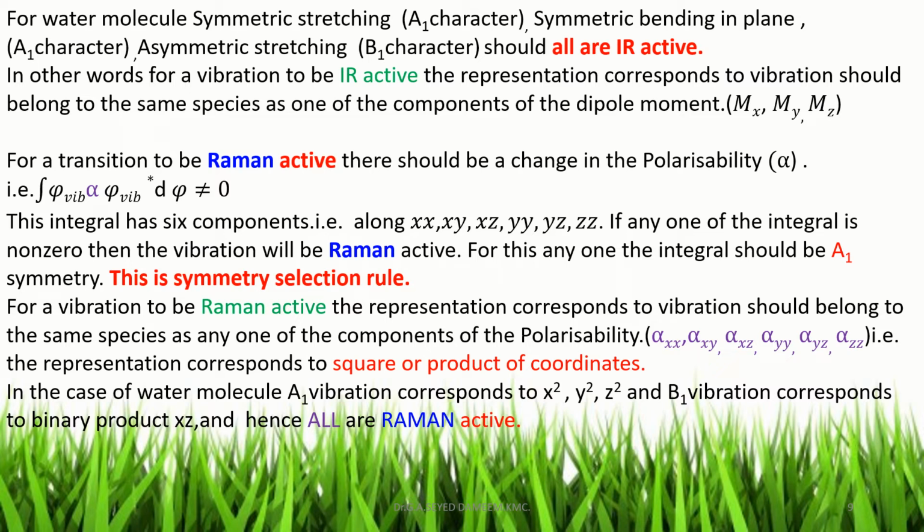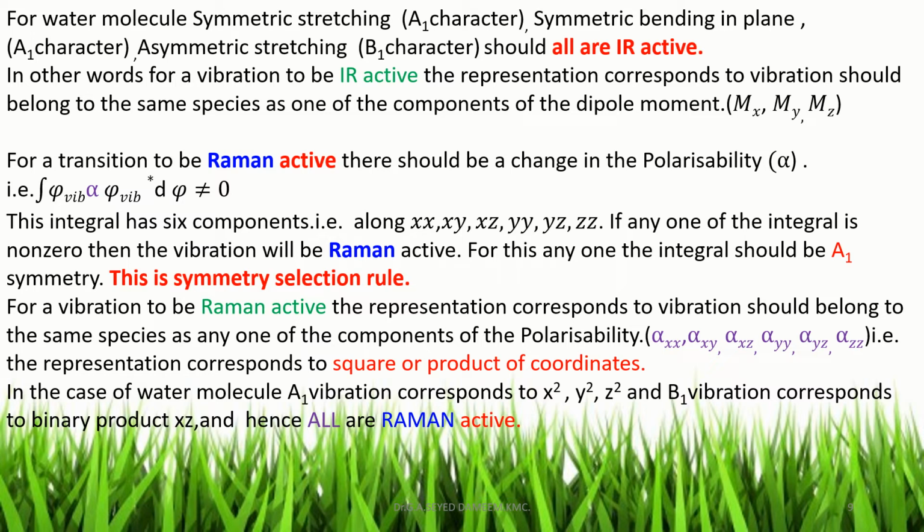So on observing the third column, if the representation corresponds to either x, y or z, then the vibration that corresponds to that representation is IR active. In the case of the C2 point group, A1 and B1, these representations have the coordinates x, y, z, any of these coordinates. So these vibrations are IR active.